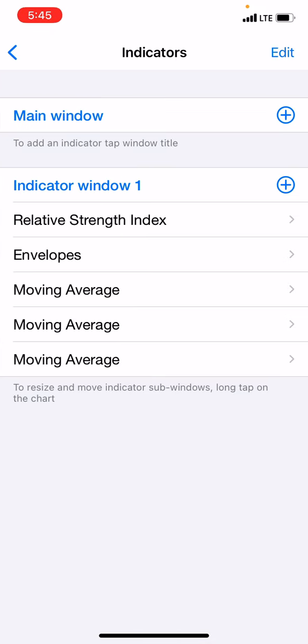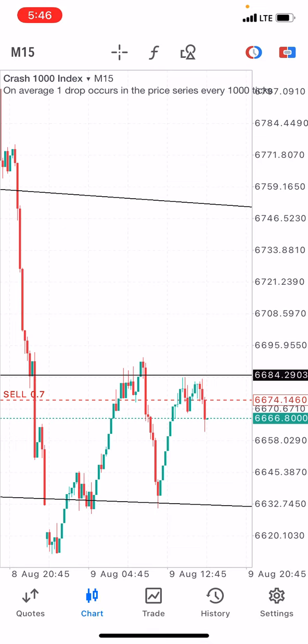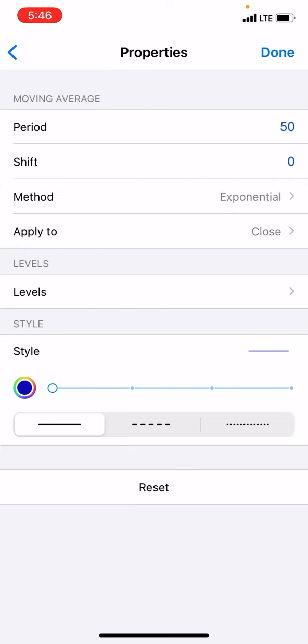And then we have the envelopes, period 100, shift 0, deviation 0.618. Method is simple, apply to close. Levels, you don't need that. For the upper band, I choose red and yellow and green. You can use any color of your choice though. You click done after that, and then you add the next one, the moving average, period 50, shift 0, method exponential, apply to close, and then you click done.